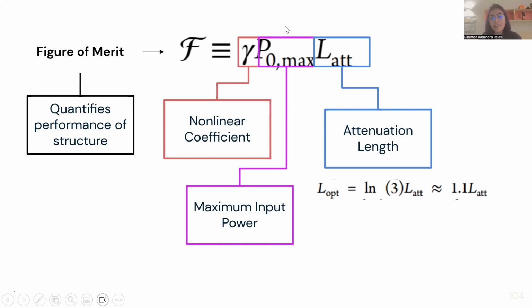That's why, as an experimentalist, I was really highlighting the fact that it's really good that this paper considered how much power you can have. Because you can do a simulation where you have really high nonlinearities, but then you realize that you're inputting too much power into your material, and if you try to do it in the real world, you burn it.